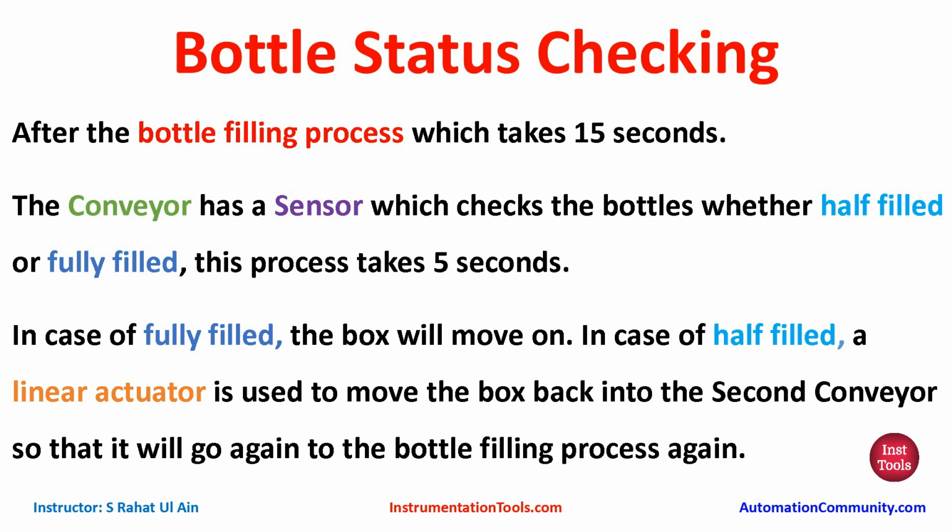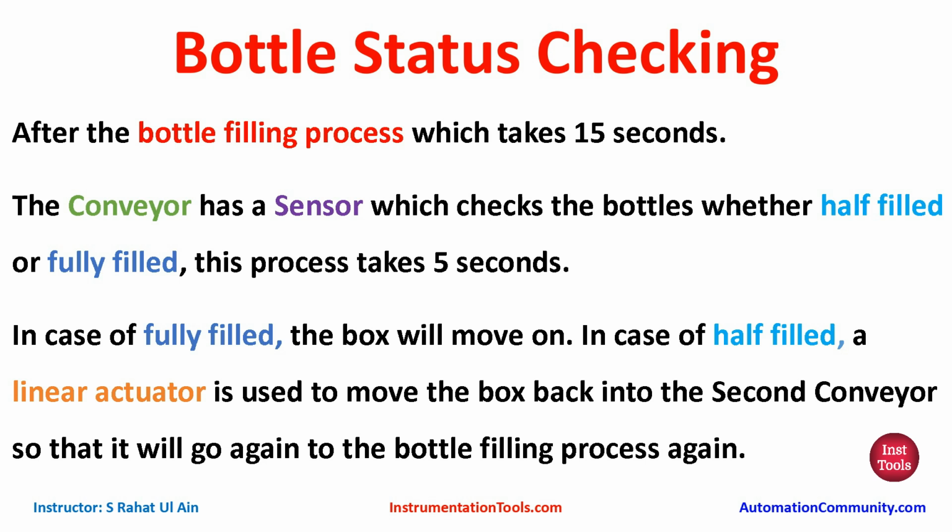In case of fully filled, the box will move on. In case of half filled, a linear actuator is used to move the box back into the second conveyor so that it will go again to the bottle filling process again. For this example, we will use normally open contacts as well as normally closed contacts.